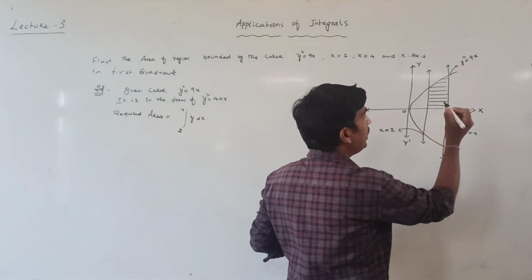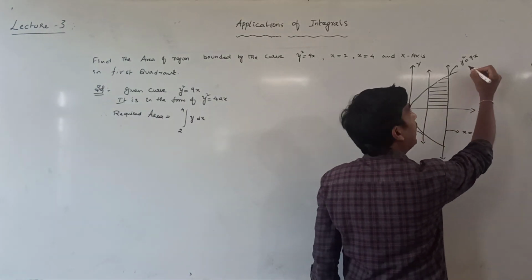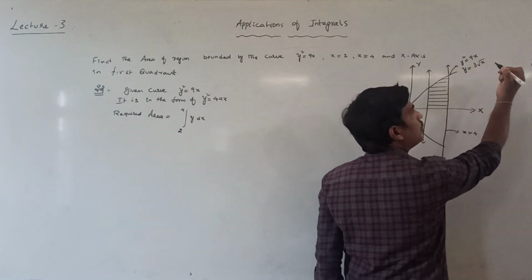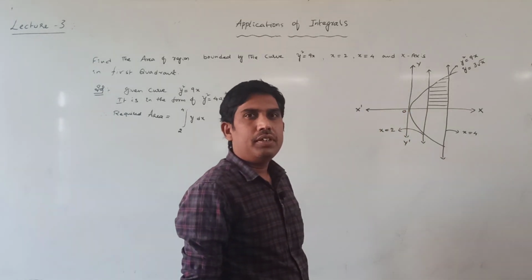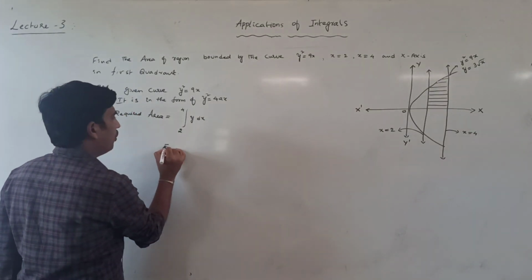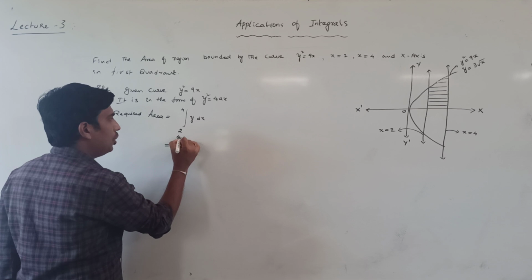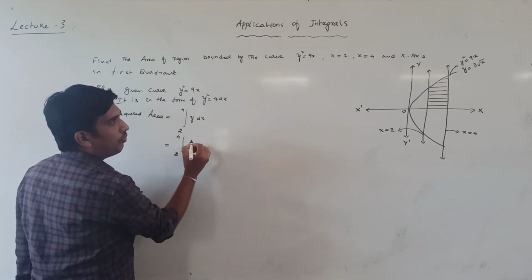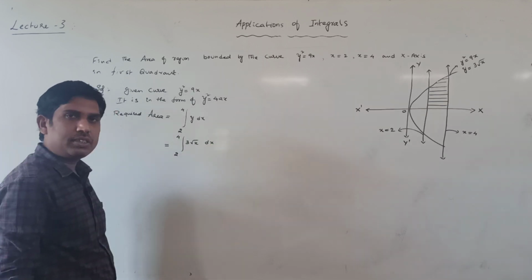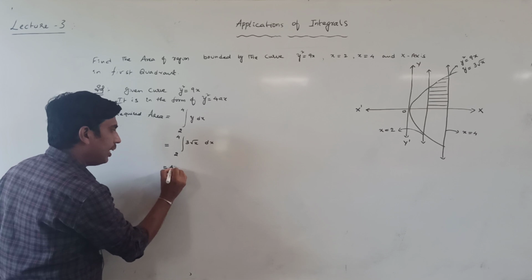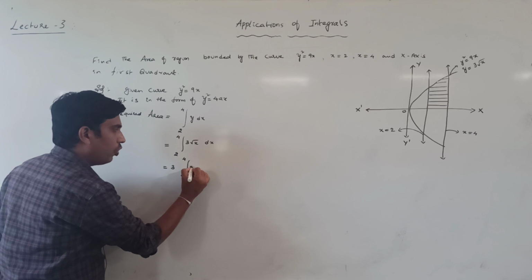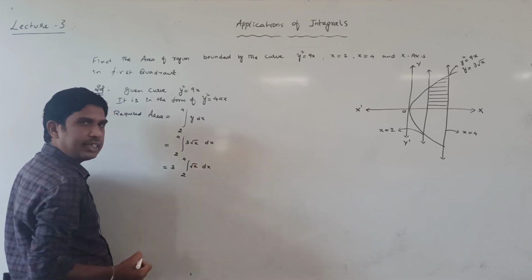So what is the given curve equation here? y square is equal to 9x. So y is equal to, what will we get? 3 into root x. y is equal to 3 into root x. So therefore we get here integral 2 to 4, y value 3 root x into dx. The constant goes outside the integral, so we get 3 outside. So integral 2 to 4 of root x into dx.